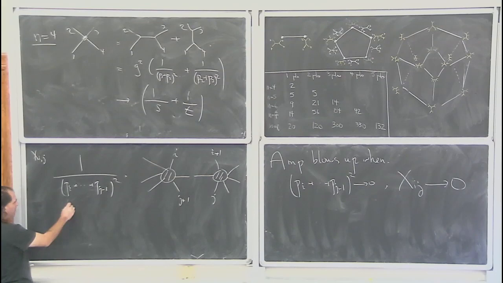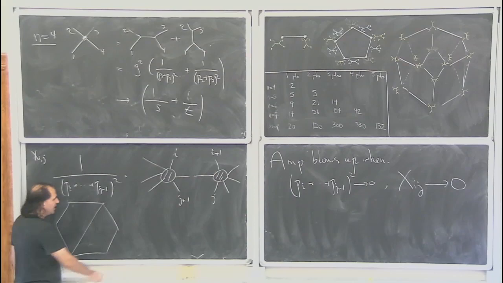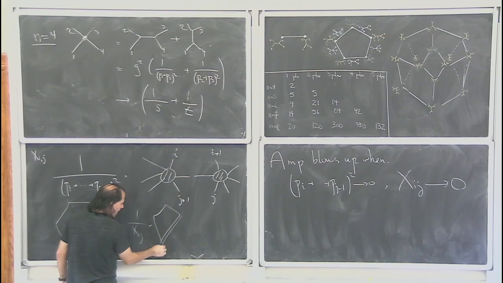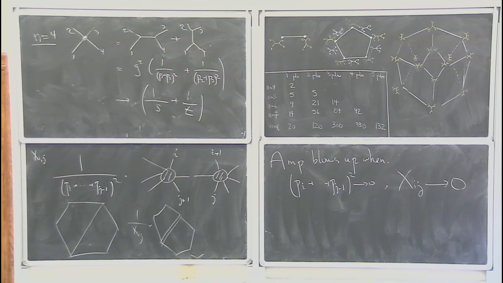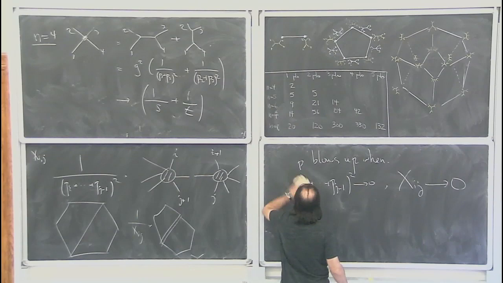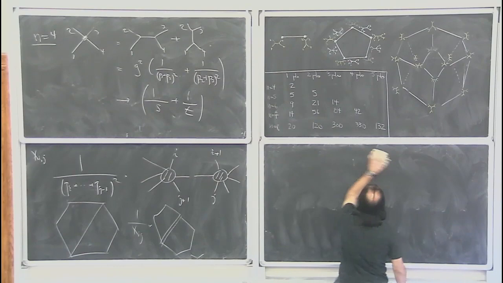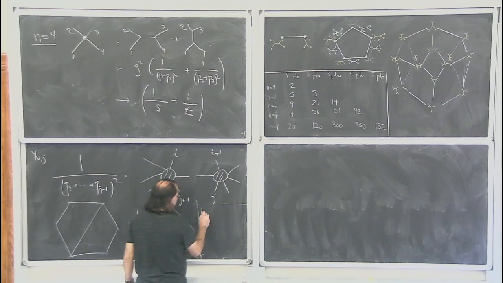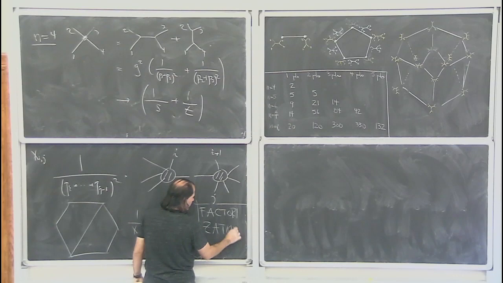You could say this in the language of the polygon: if you have this polygon, and as some x_ij goes to 0, you get 1 over x_ij multiplied by the amplitude on the left times the one on the right. That's just the same thing, just translating. So they go to their conference, and they're excited about factorization. That's what they jump up and down about. Surely that's the clue for what's really going on.